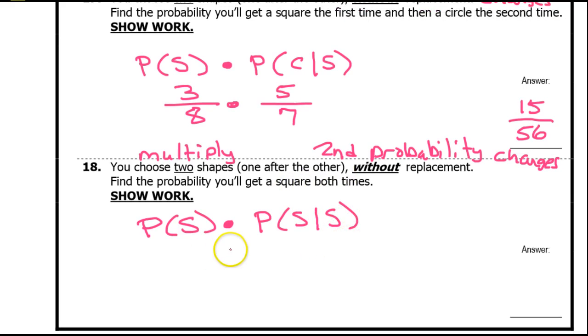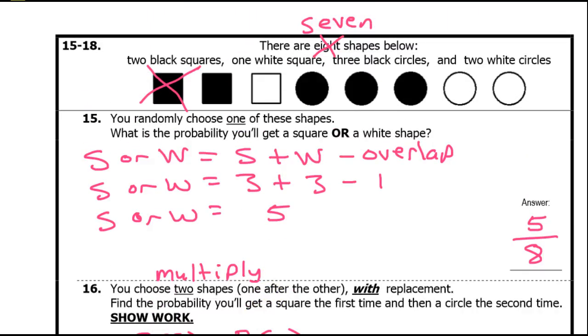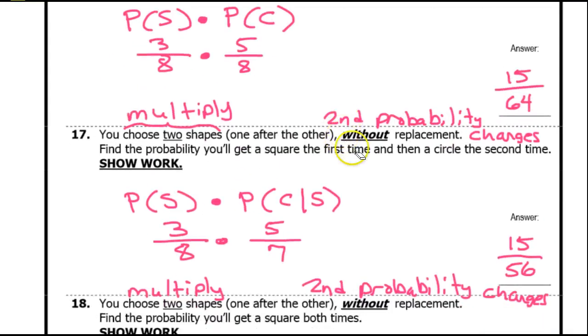Okay, but don't get confused by this notation right here. It just means that the second probability is going to be different because we're not putting things back the way they were. So this is the third time we've discussed the probability of a square the first time, so we should be comfortable that that's going to be 3 out of 8. Because we're starting, the squares are going first, so that means we have a fresh set. Alright, 3 squares out of total of 8.